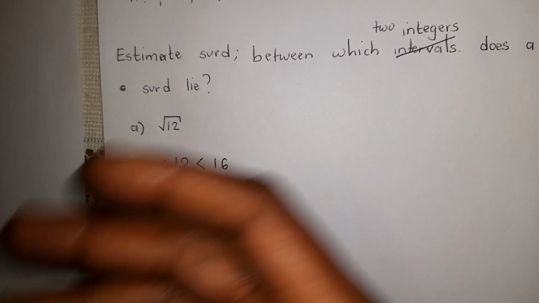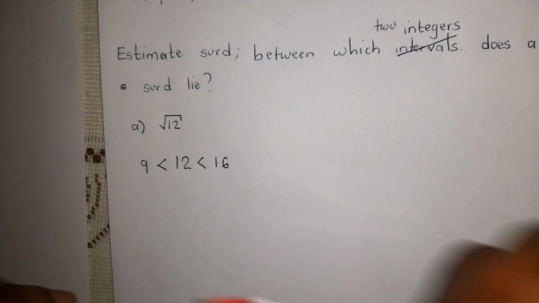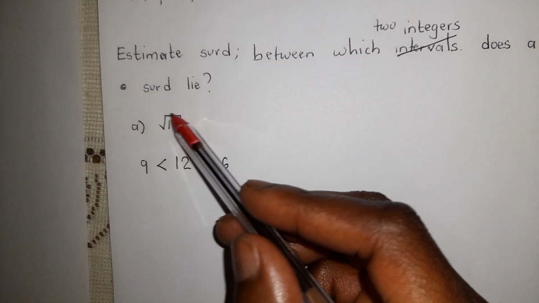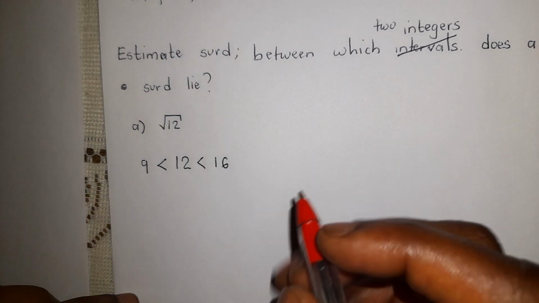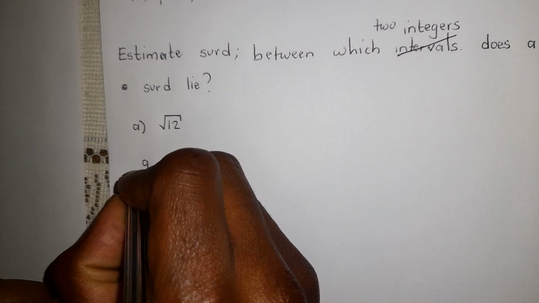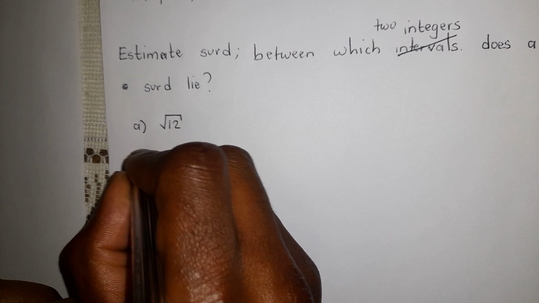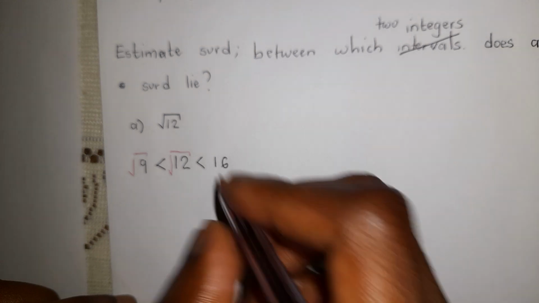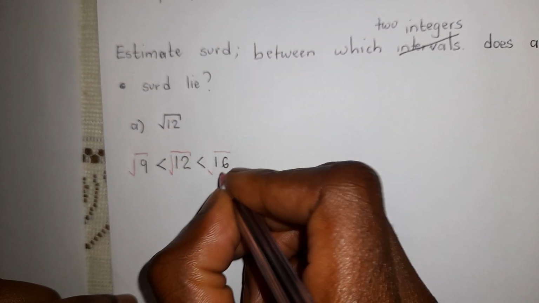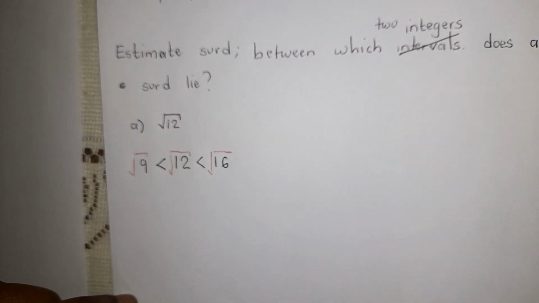And then again, I'm going back to answer the question now. The question was looking at a square root. So what I will do now, I will introduce the square roots in all these three numbers. Having done that, I will have the square root of 9 right here, the square root of 12 right here, and lastly, the square root of 16 over here.